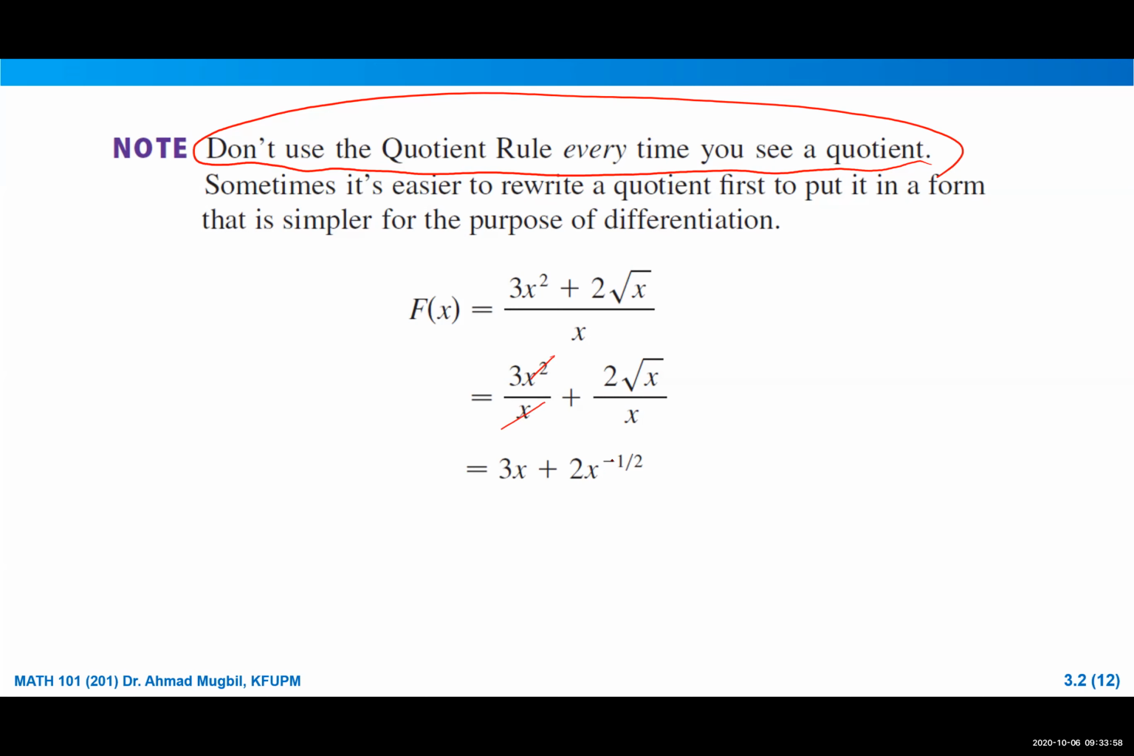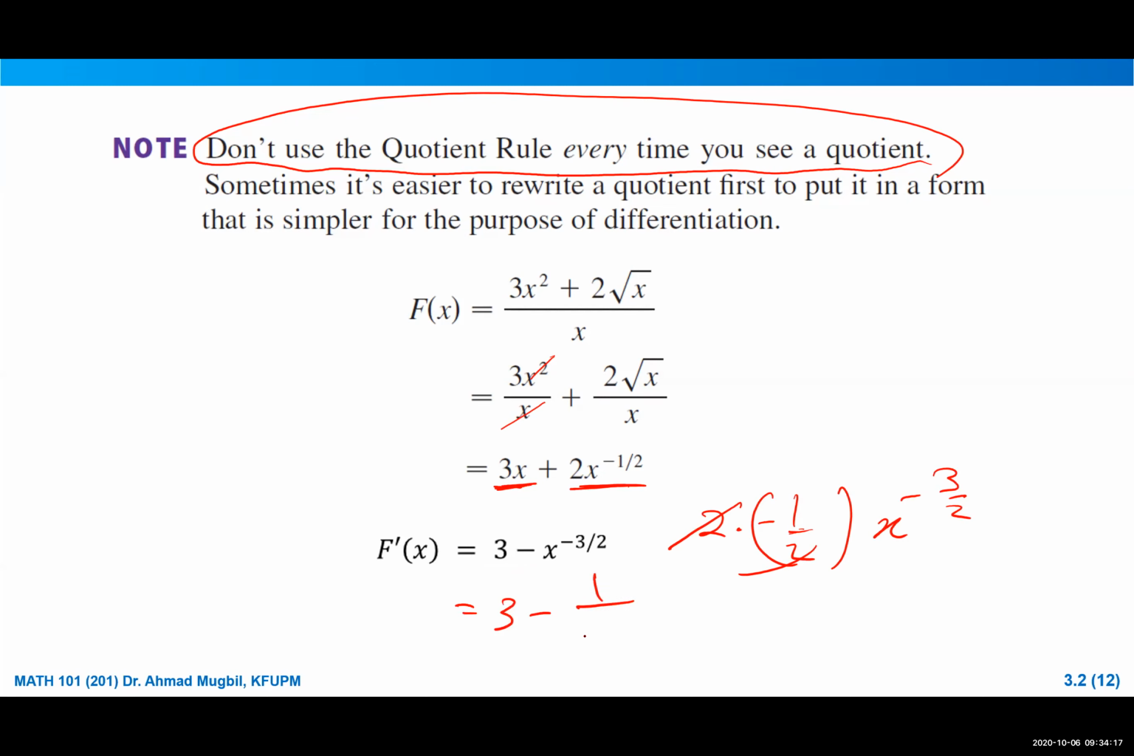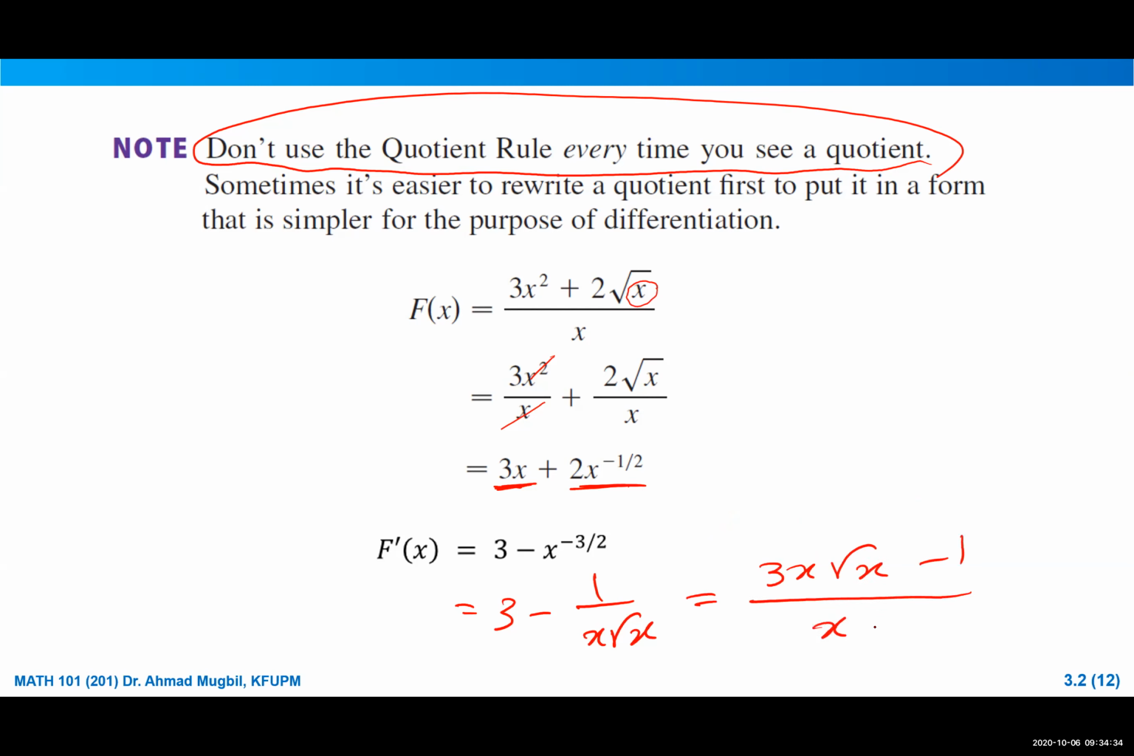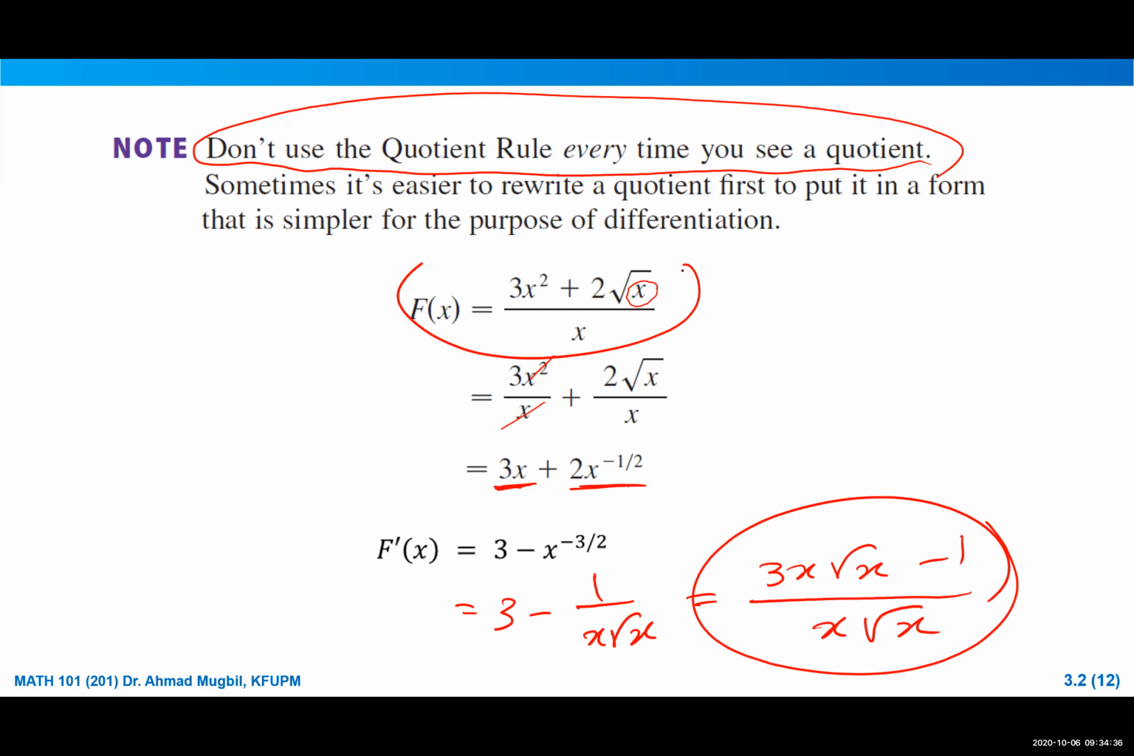The differentiation will be very easy. It will be just the derivative of this 3x. What is it? 3. The derivative of this one, it is 2 times negative half times x to the power negative 3 over 2. So this will be cancelled, and you'll have negative x to the power negative 3 over 2. You can write it, of course, as 3 minus 1 over square root of x cubed, which is of course x square root of x, because x is positive. And you can write it as 3 minus 1 over x square root of x, which is similar to the form that you have here.